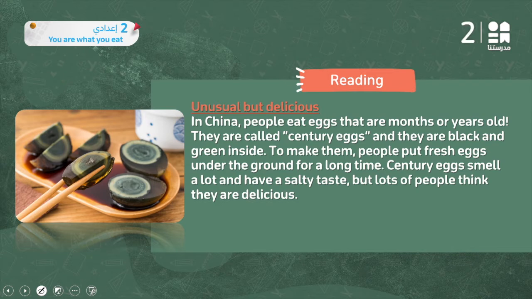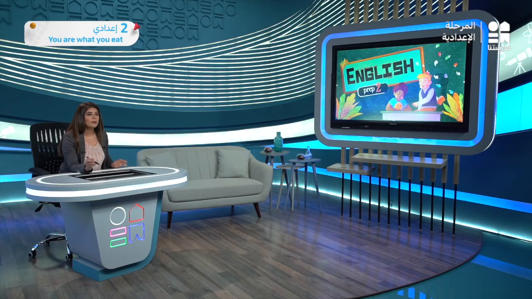They are called century eggs, and they are black and green inside. It's totally opposite from the normal eggs. To make them, people in this country put fresh eggs under the ground for a long time. They bury these eggs under the ground for a long time.